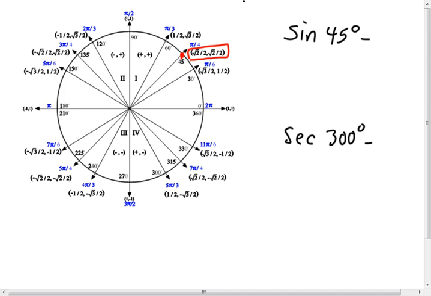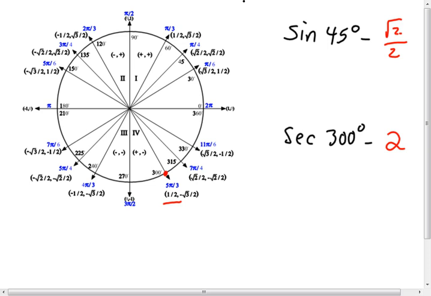So sine is going to be the y value, so sine of 45 degrees is square root of 2 over 2. Now the second problem, secant of 300 degrees. Remember, secant is the inverse of cosine. So we need to find the cosine value at 300 degrees. So we go to 300 and we look for the cosine value. The cosine value is 1/2. So that means the secant is the reciprocal of 1 over 2. So the secant of 300 degrees is 2.